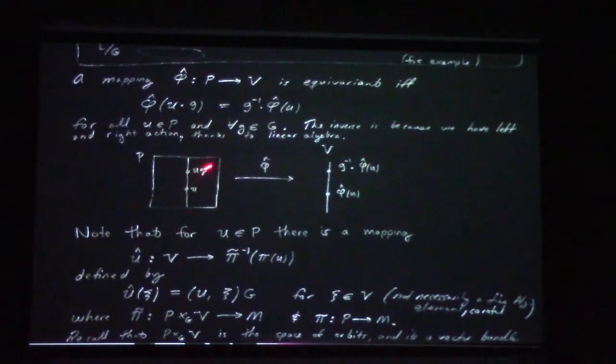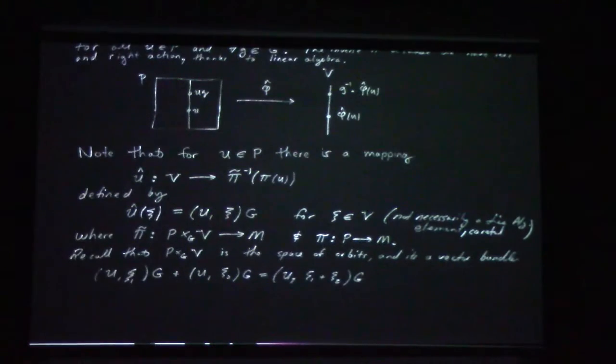But anyway, so this is the equivariance: if I do U, map up here to U dot G, then that's the same as if I go over here and do G inverse dot phi of U. So phi of U maps over to here. So anyway, note that for U in the P, there's a mapping U hat, which goes from here to here. What was the question? Oh. Sorry, I was trying to not get into this, but I guess I have to.